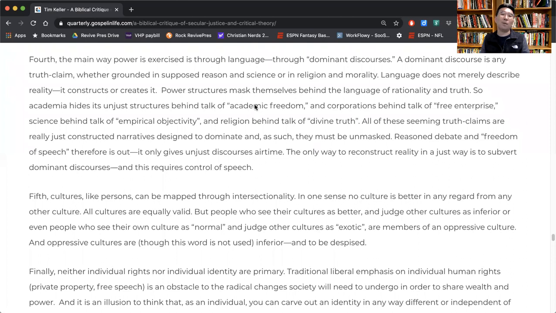Let's see. Power structures mask themselves behind the language of rationality and truth. There's not real rationality and truth. You can just see through rationality and truth. So academia hides its unjust structures behind talk of academic freedom, corporations behind talk of free enterprise, science behind talk of empirical objectivity, and religion behind talk of divine truth. All of it is just hypocritical, just lies.